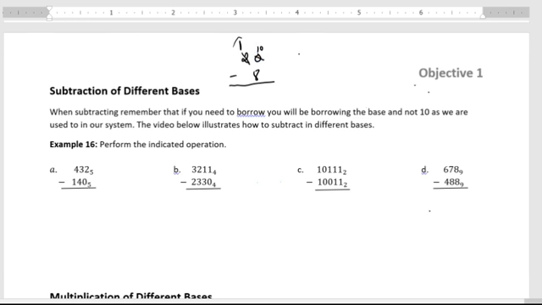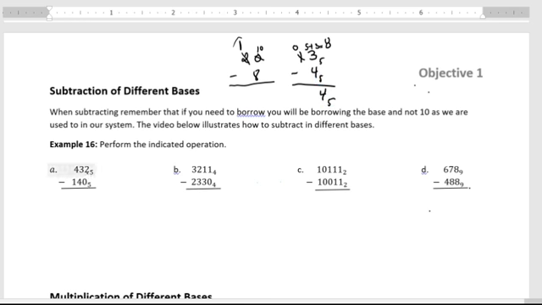So in a different base, let's say we had 1, 3, and we're trying to subtract 4 in base 5. Well, the 3 is smaller than 4, so we would have to borrow. But instead of borrowing 10, since we're in base 5, we're really going to borrow 5 plus 3. So this number is now going to be 8. So then we would say 8 minus 4 is 4, and that would be our answer. So let's look at some examples.